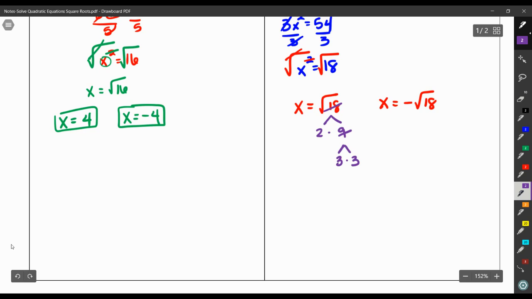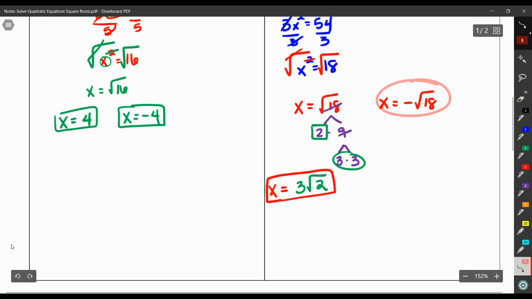And so we look for pairs. In this case, I see that I have a pair of 3s. That pair of 3s is going to go outside the square root symbol, and then we leave whatever was without a pair inside. And so our answer for this portion is x equals 3 square roots of 2. But remember, we had this side as well.